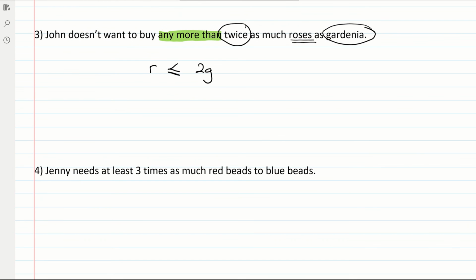Jenny needs at least 3 times as much red beads to blue beads. So at least means bigger than or equal. 3 times as much red beads to blue beads. So the red has to be more than at least 3 times the blue.